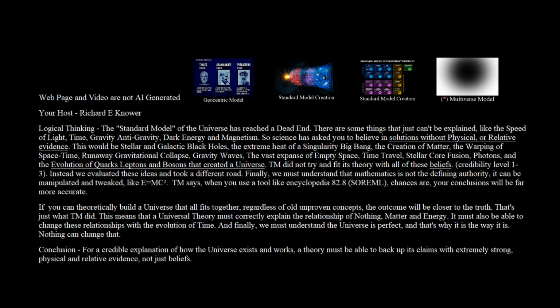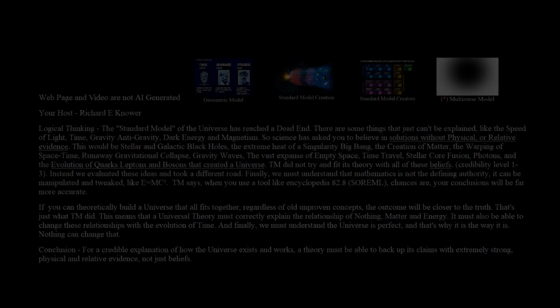This means that a universal theory must correctly explain the relationship of nothing, matter, and energy. It must also be able to change these relationships with the evolution of time. And finally, we must understand the universe is perfect, and that's why it is the way it is. Nothing can change that. Conclusion: for a credible explanation of how the universe exists and works, a theory must be able to back up its claims with extremely strong, physical, and relative evidence, not just beliefs.